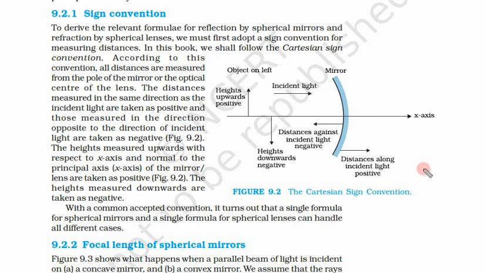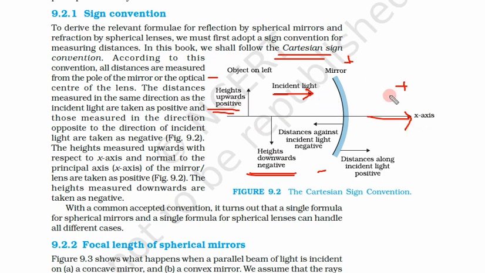So we have learned about the sign convention. If this is the direction of incident light and this is also the direction of the x-axis, then we can apply the sign convention according to Cartesian coordinates. That means right side is positive x-axis, left side is negative x-axis. Upper side is positive y and this side is negative. Hence heights downwards are negative, heights upwards are positive.